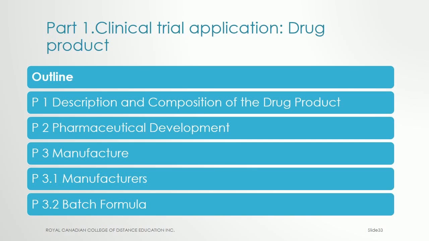Let's now consider the drug product. Part 1. Clinical Trial Application, Drug Product. I will describe the information on the drug product to include in the clinical trial application under the following headings: Description and composition of the drug product, pharmaceutical development, manufacture, manufacturers, batch formula.